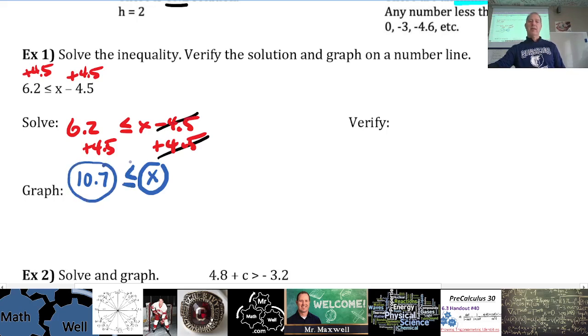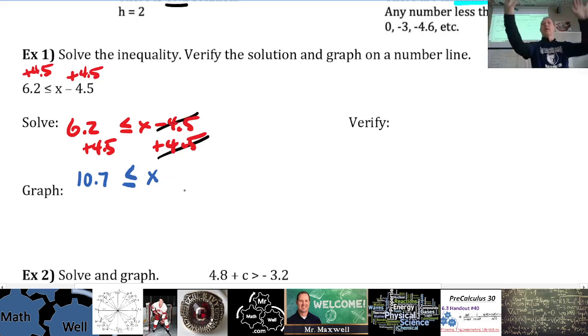Now, I know that's maybe difficult for some of you because you look at this sign and say, hey, that's a less than sign. Well, it is a less than or equal to sign, but it means that 10.7 is less than or equal to x. That means 10.7 is less than or equal to all of the answers that are possible. So really, you should read it from the variable. And if you don't like that, you can switch everything around.